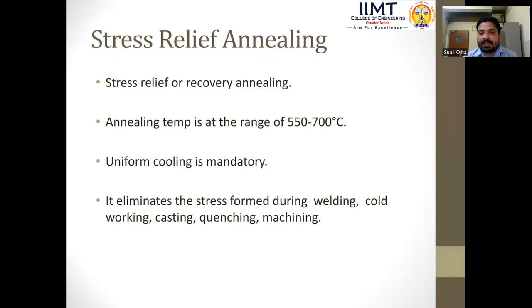So this process is very important in manufacturing processes like welding, cold working, casting, quenching, and machining. The internal stresses are stored inside the material. To remove those internal stresses, we have to use this stress relief annealing process.